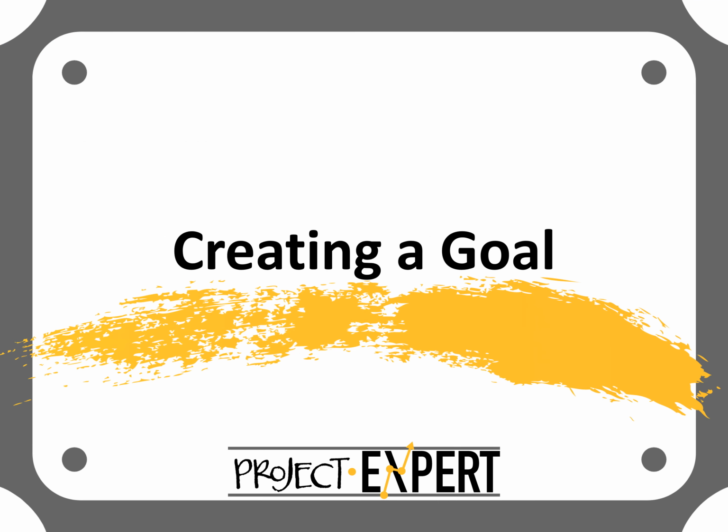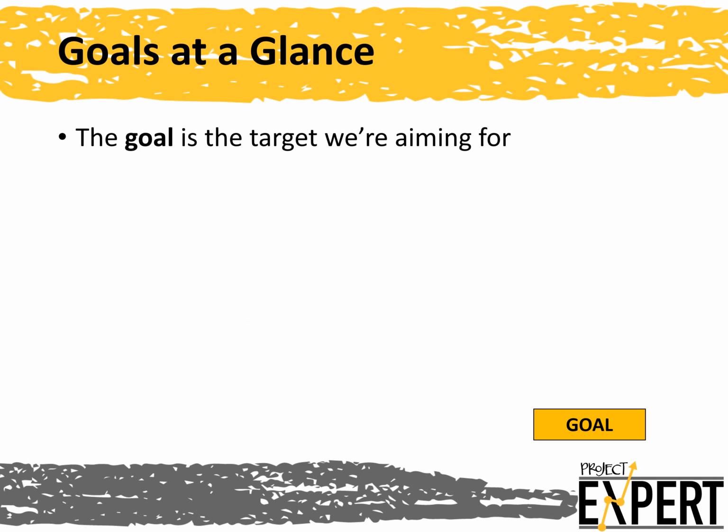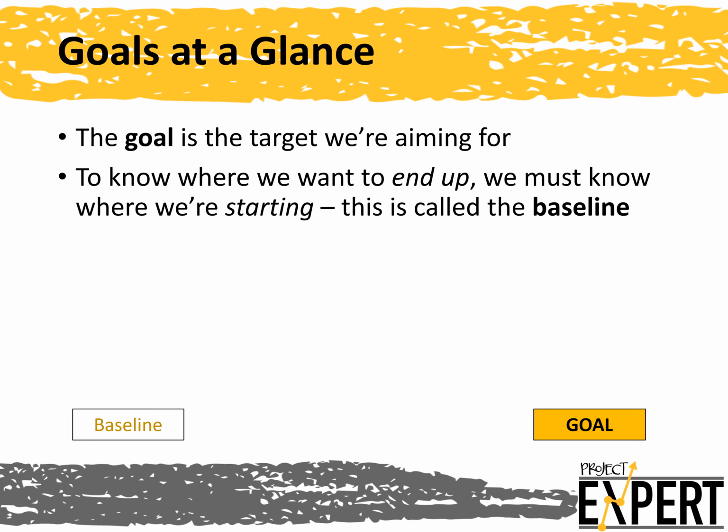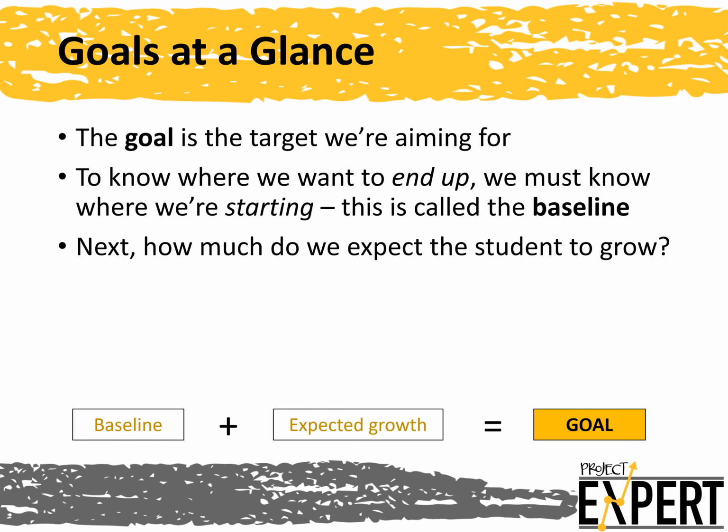Now let's discuss what goes into a goal. The goal is the target we're aiming for. To know where we want to end up, we must know where we're starting. This is called the baseline. Next, how much do we expect the student to grow? This is their expected growth. The baseline plus how much we expect them to grow equals the goal.